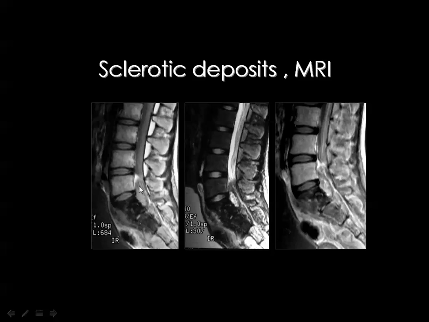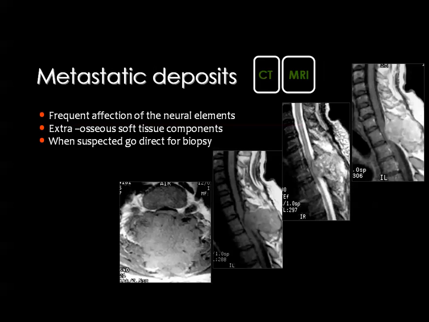There is a soft tissue component which is easily appreciated without injection of contrast inside the spinal canal as well as in the prevertebral area. After injection of contrast, the extraosseous soft tissue component will enhance, but I still believe that the most important pulse sequence for detection of metastasis in the spine by MRI is the sagittal T1 weighted image without injection of contrast.